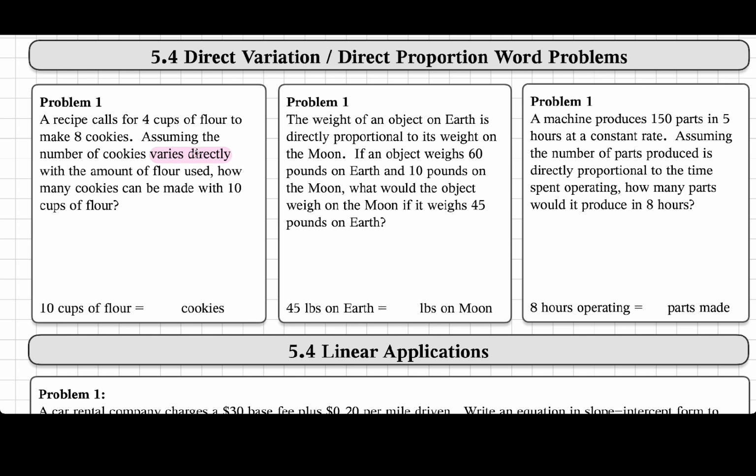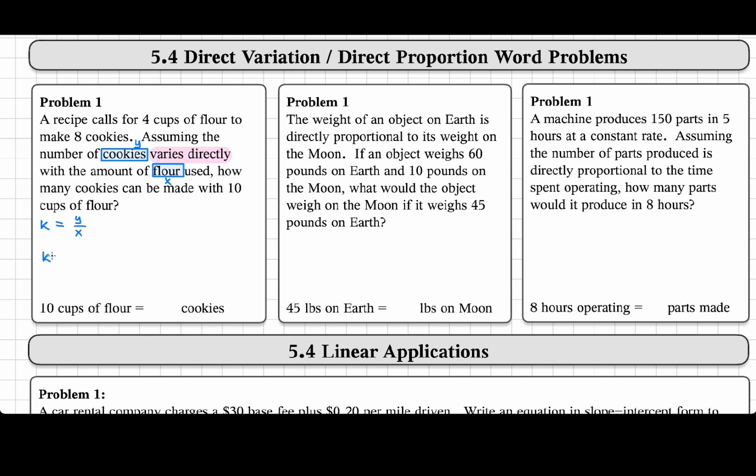So, one of the things here, they didn't throw in the variables x and y, but again, it's always y before the x. So cookies is going to be my y variable here. So this is my y. And the flour is going to be the x. So we're going to set up our k first. K is y divided by x.